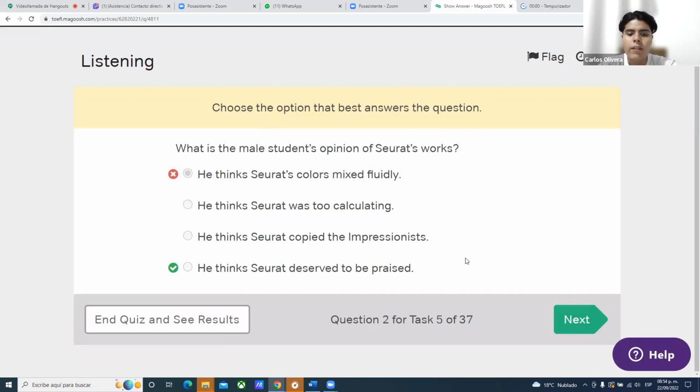He thinks Seurat deserves to be praised. If you think about this one, dear students, I think he said this, right? Because when the professor said that Seurat received a lot of criticism from other artists, he said, right?